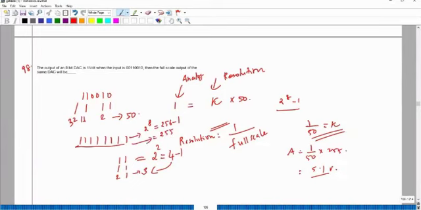The answer is 255. So for 50, I am getting the analog output as 1. So for 255, what is the analog output? This is the question. So 255 divided by 50, you will get 5.1 volt. This is your answer.